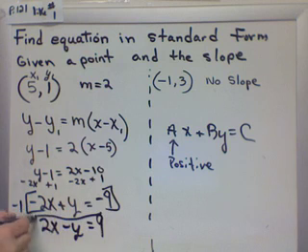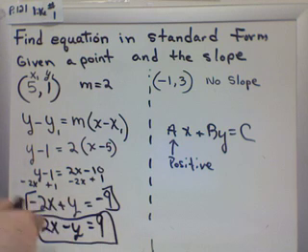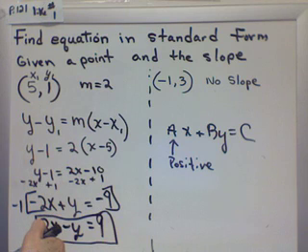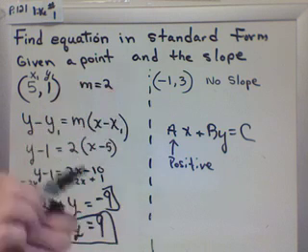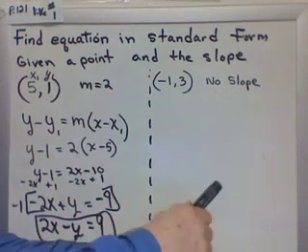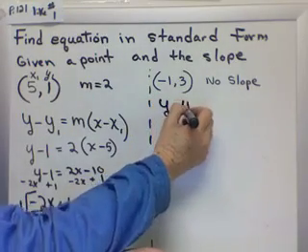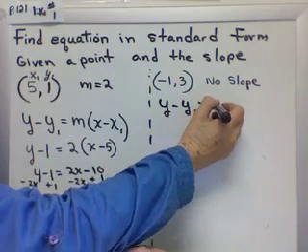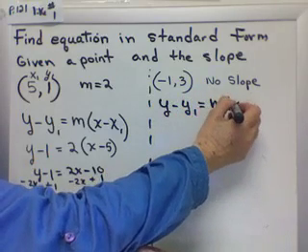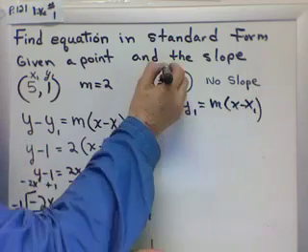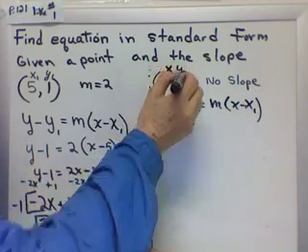Now I have standard form. x is first, y is next. The number is on the other side of the equation, and there's no fractions. So that's it. All right, let's try one more. So again, I need to start off with my equation, y minus y sub 1 equals m times x minus x sub 1. So there's my x and y.